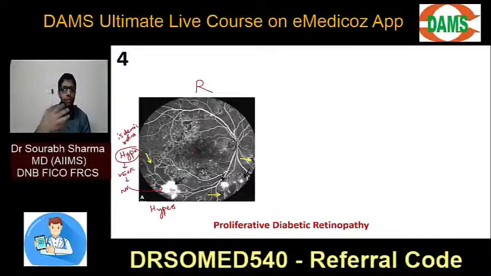Ischemic retina produces VEGF. VEGF produces new vessels which leak the dye because they are above the retina. It leaks the blood, leaks the dye, and that is proliferative diabetic retinopathy.